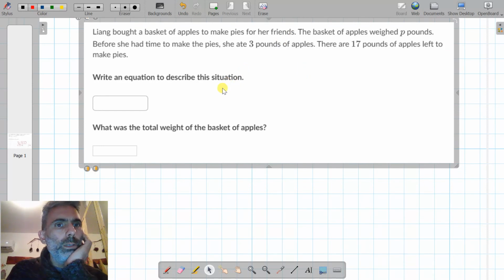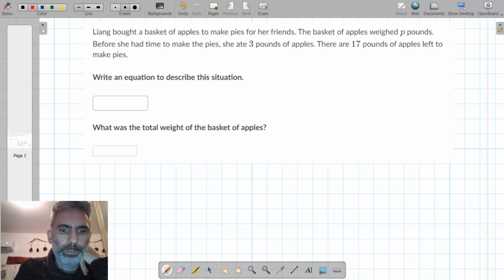Okay, Liane bought a basket of apples to make pies for her friends. The basket of apples weighed p pounds. Before she had time to make the pies, she ate 3 pounds of apples. There are 17 pounds of apples left to make pies. Write an equation to describe this situation.